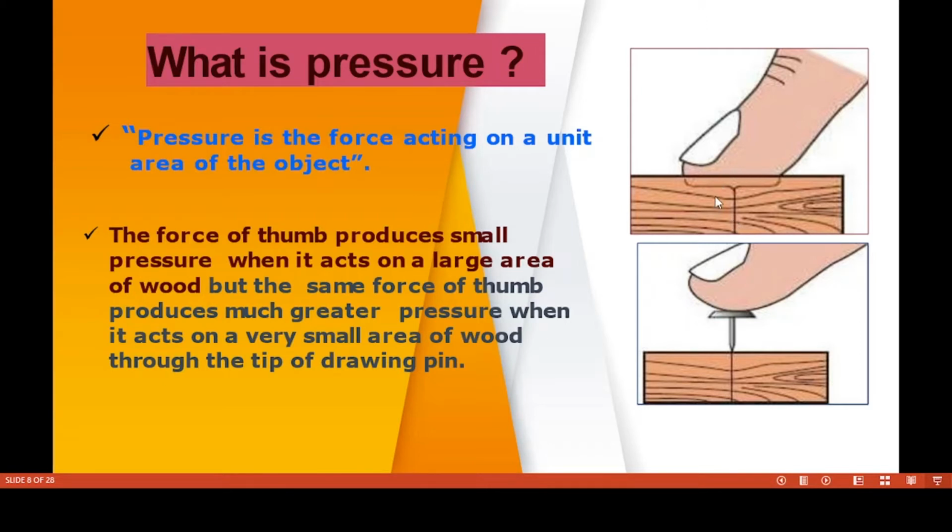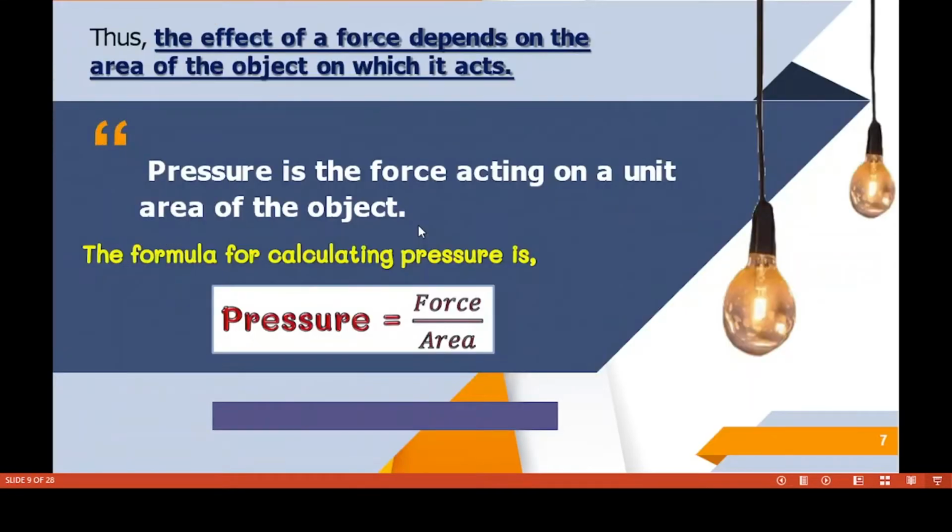The force of the thumb produces small pressure when it acts on a large area. The larger the area of wood, the less the pressure will be. And when the area is small, the pressure will be greater. Now we have to learn the definition of pressure. Pressure is the force acting on a unit area of the object. The formula for calculating pressure is force per unit area. For a particular unit area, how much force there is, that is what we have to know about pressure.